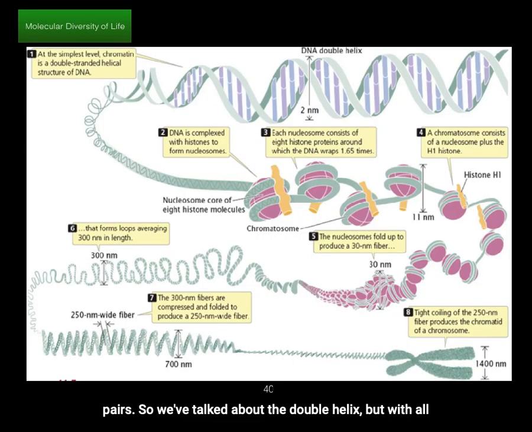So we've talked about the double helix, but with all the genes that our cells contain, the double helix isn't small enough to fit in the nucleus of our cells. So the double helix has to wrap around a core of proteins called histones. When the double helix wraps around the core of histones, this is called a nucleosome. The nucleosome then folds up to make fibers of varying loops and widths. Eventually, the fibers are tightly coiled into the chromatid, one arm of a chromosome, and it is these chromosomes that store our DNA in the nucleus of our cells.